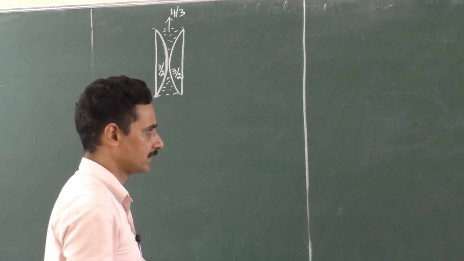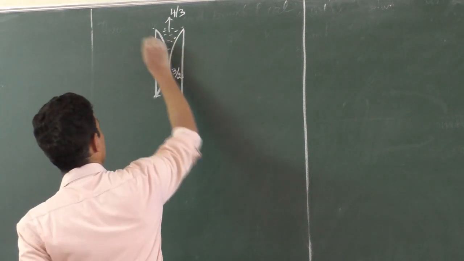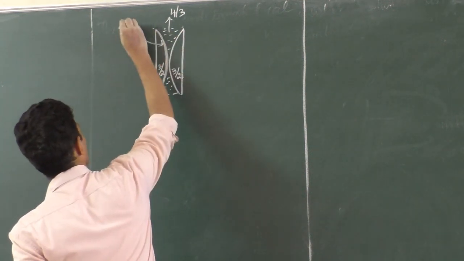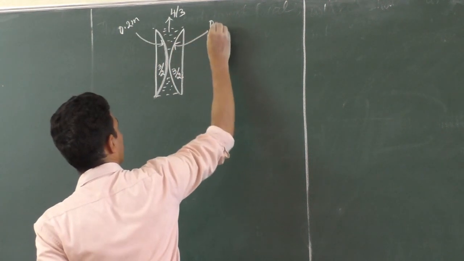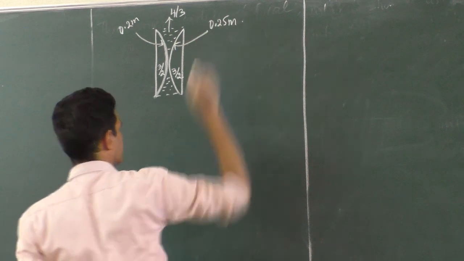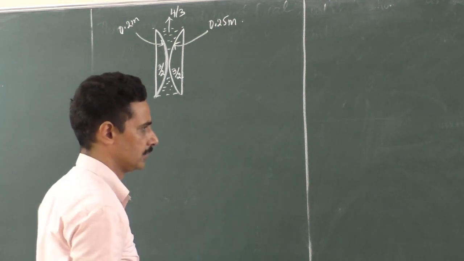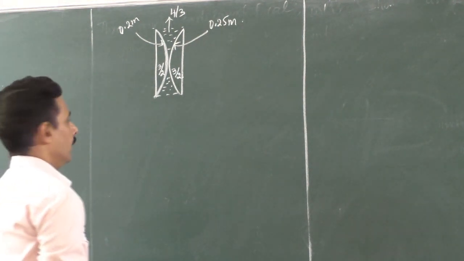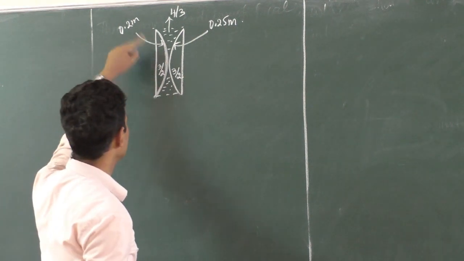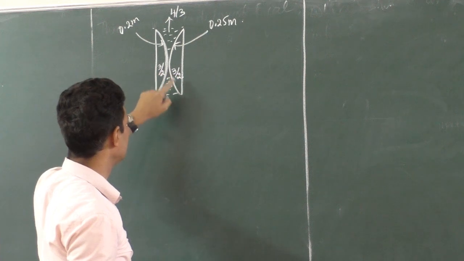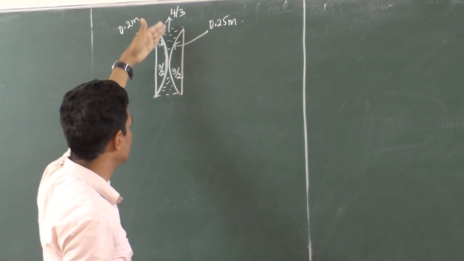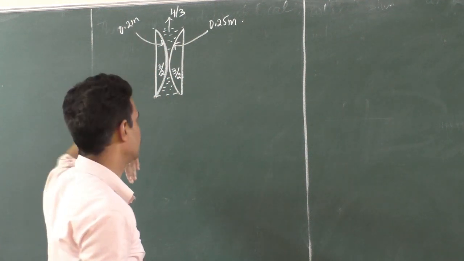Radii of curvature of the surfaces is 0.2 meters and 0.25 meters. Nothing else has to be substituted, right? Yes, radius of curvature of this is 0.2, radius of curvature of this is 0.25. The material of the lenses is 3/2, and the liquid in between, that is water, is 4/3. What is the focal length of the combination?